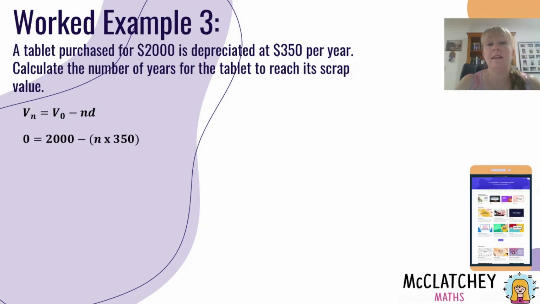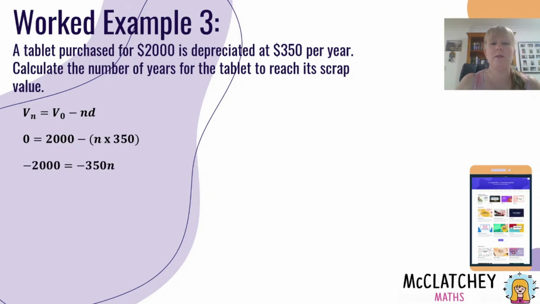We know that our value for D is going to be 350, but this time we don't know the number of years, so n will remain a variable. We do, however, know the value of Vn, and we're putting that in as 0 because we haven't been told what the scrap value is, so we can assume that its value in the books is going to be 0.